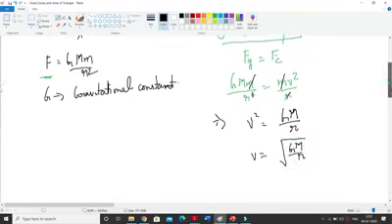This shows that the orbital speed does not depend on the mass of the satellite. It depends on the mass of the planet. And if you know the mass of the planet and the distance between the planet and the satellite, you can find out the value of v, because G is a constant.